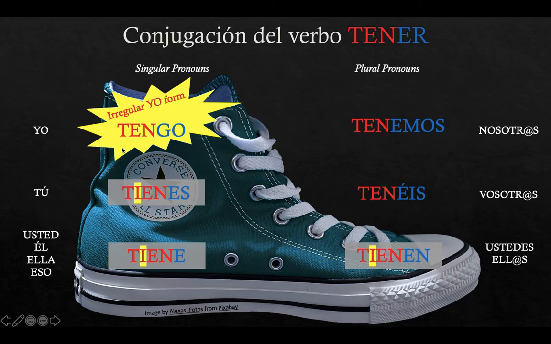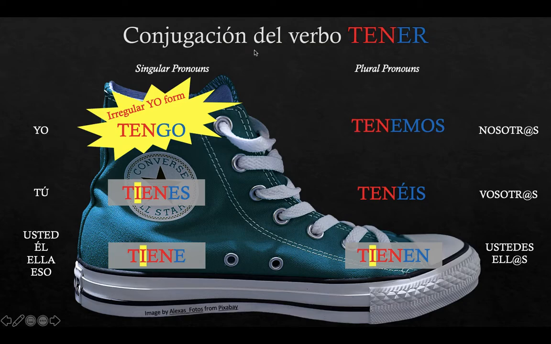Okay, so we also have tú tienes, usted, él, ella, eso tiene, nosotros y nosotras tenemos, vosotros y vosotras tenéis, and then again inside the shoe, ustedes, ellos y ellas tienen. Everything inside the shoe doesn't follow the rule of conjugation.